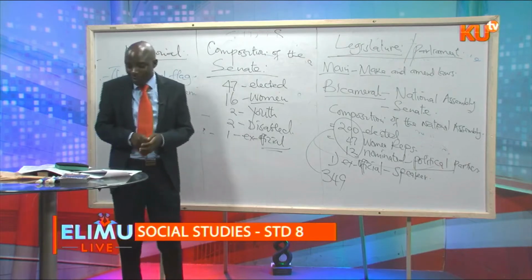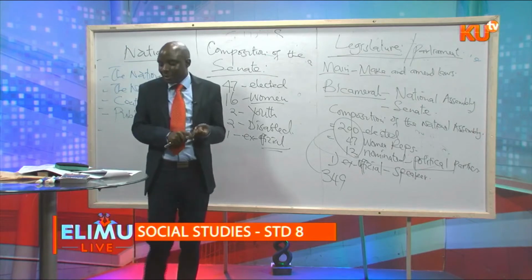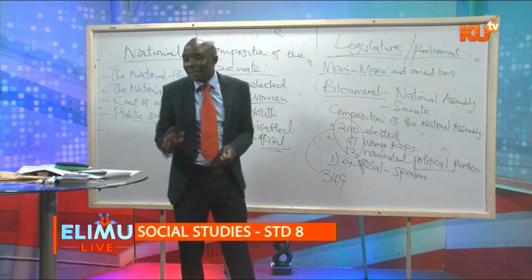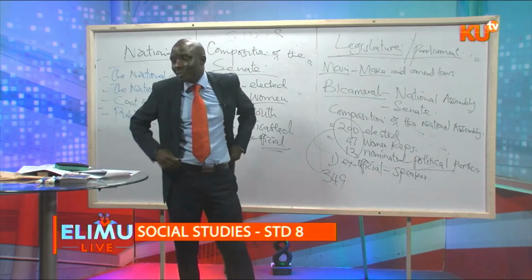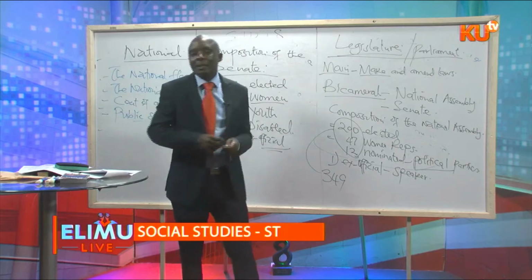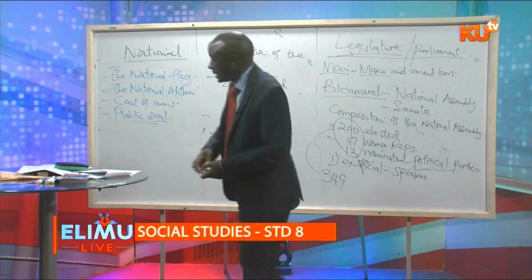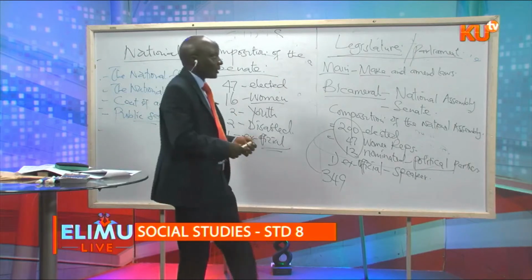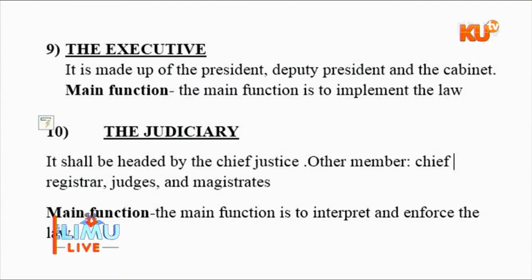The main function, and before I go far, the executive is made up of the president, the deputy president, and the cabinet. Remember, all the civil servants are also there. But the main, and this question is also very common, that's why because of time I want to touch on them. The executive, the main role is actually to implement the law, or to execute the law. That is what you call the executive. I've said the main role of parliament or legislature is to make and amend laws. Our executive, the main role is to implement the law.